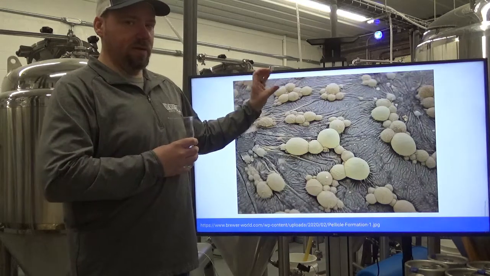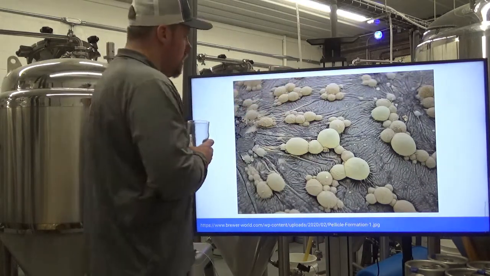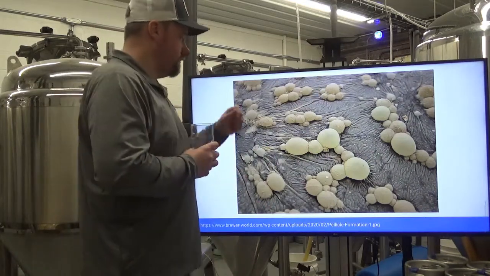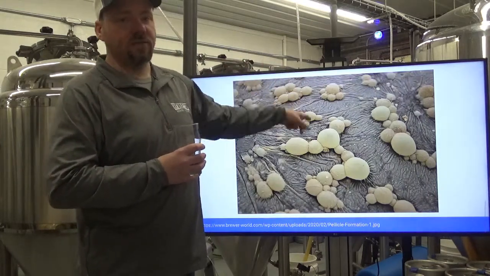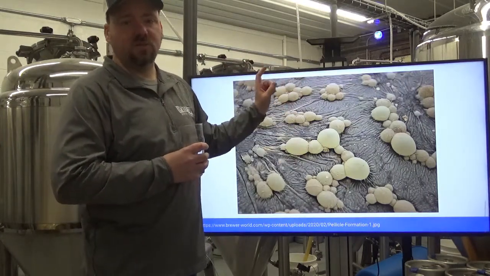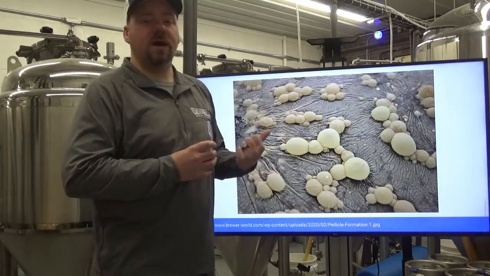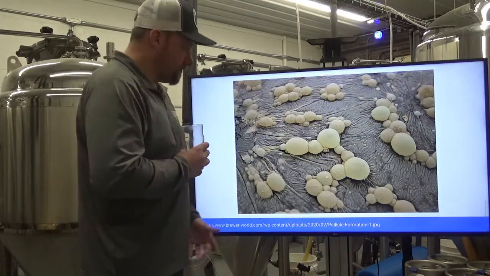Brettanomyces kind of looks like a brick rather than an ovoid shape like Saccharomyces. But some of the other wild yeasts also look like bricks. So the best you can do, if it's a pellicle, is maybe take a sample, look at it under a microscope, and see if it's yeast or bacterial in nature. That'll give you an idea of possibly where it came from, how it happened, and how to treat it if you want to try to save the beer.